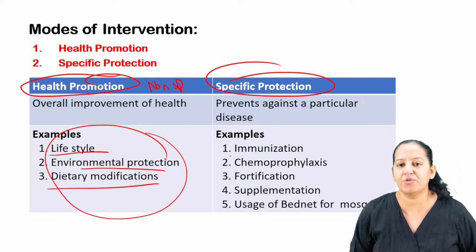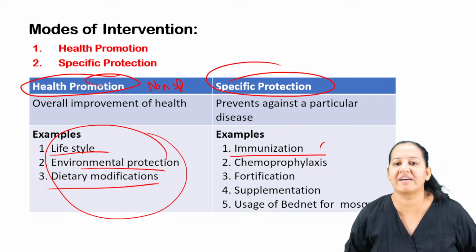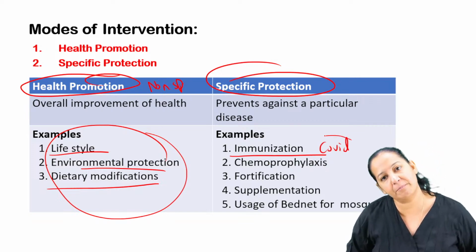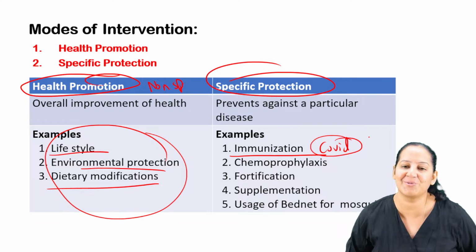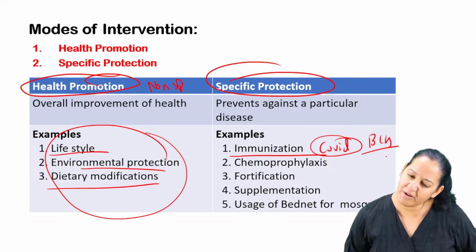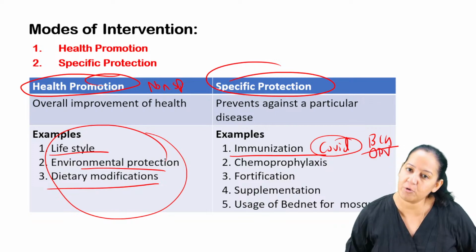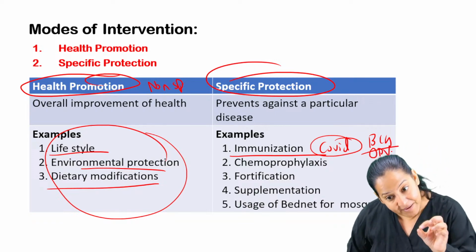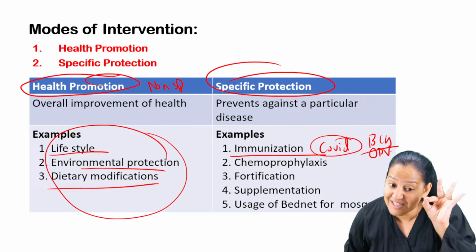But if I am asking you to take a particular vaccine, Hana, take the vaccine for COVID. So the COVID vaccine will prevent only corona. If I ask you to take the vaccine for BCG, I'm giving BCG to a newborn. BCG will prevent only TB. So a vaccine prevents that particular agent. It is not non-specific. It is specific.